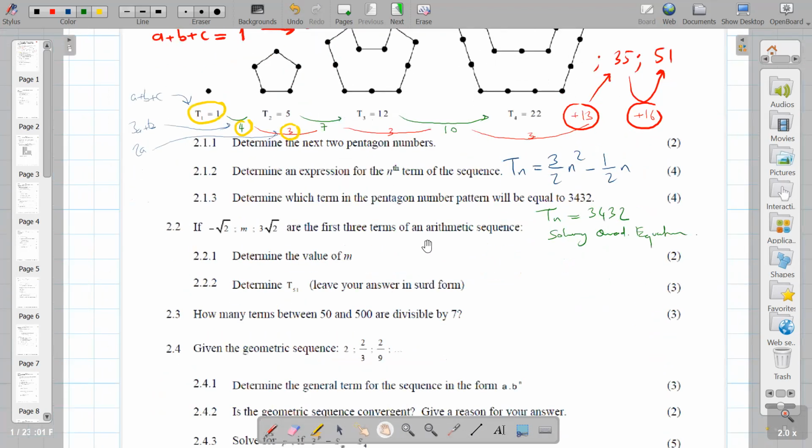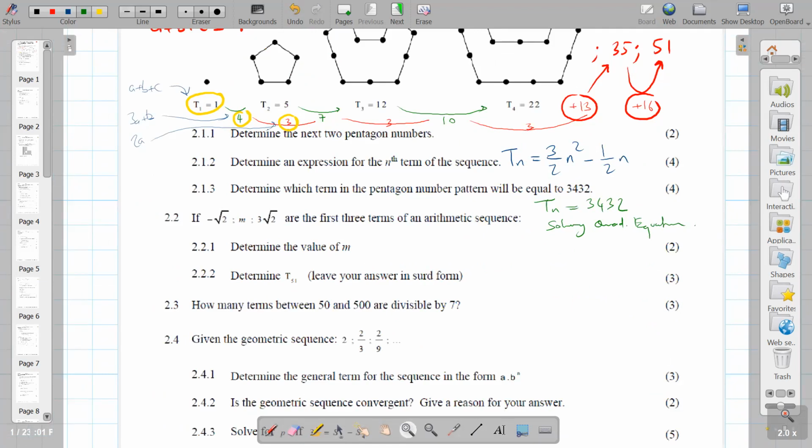Now, question 2.2 looks like a little bit different question. There is negative root 2, there is m, there is 3 root 2, and it says it's an arithmetic sequence. So the information given is quite necessary here. If it says geometric sequence, we'll do something else. Or quadratic, we do the second difference. Now it says arithmetic, so it's just the first differences.